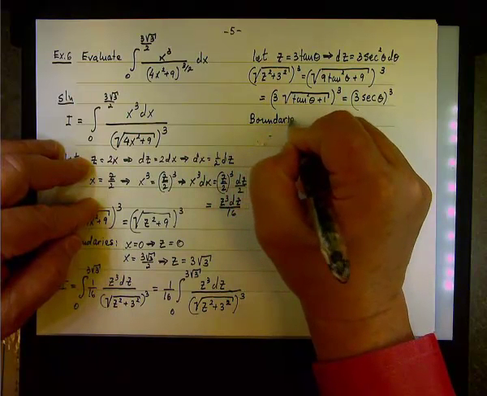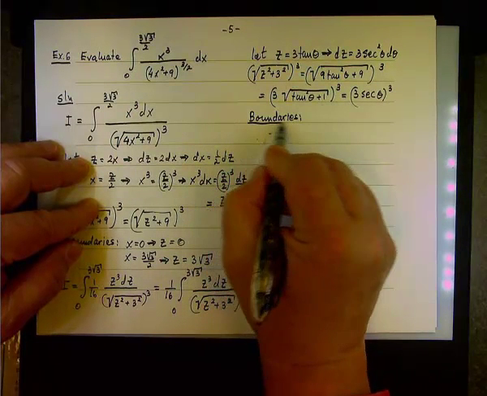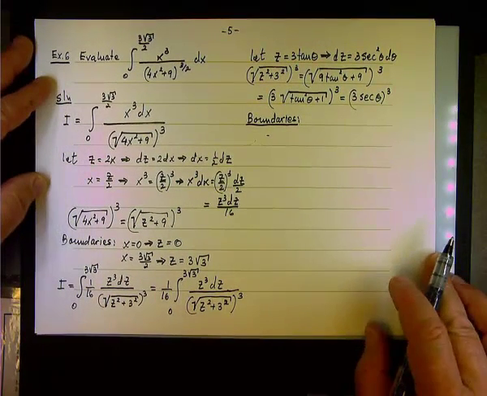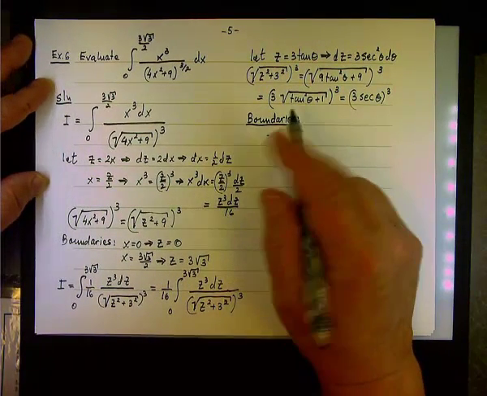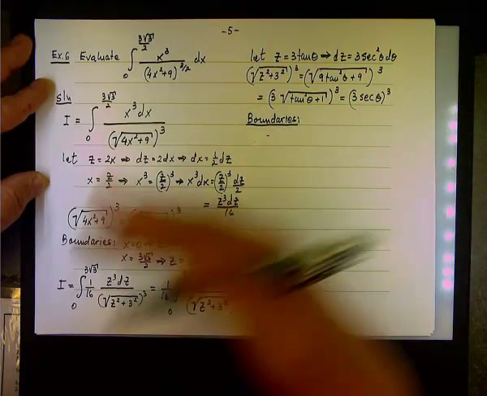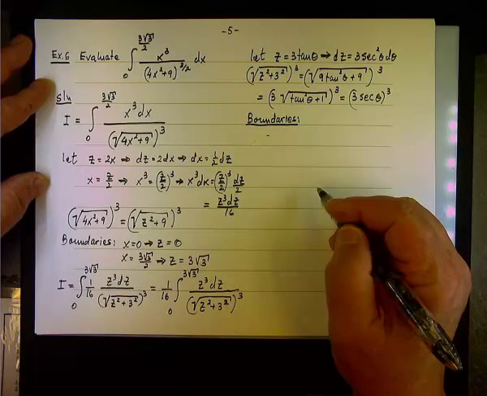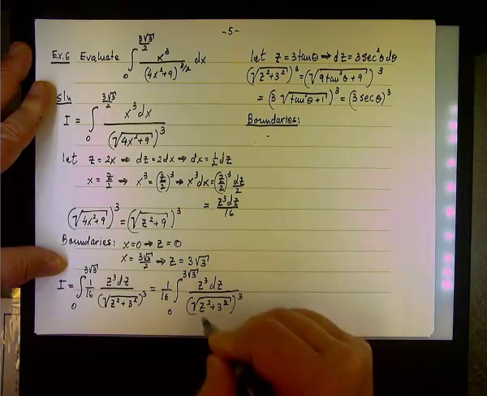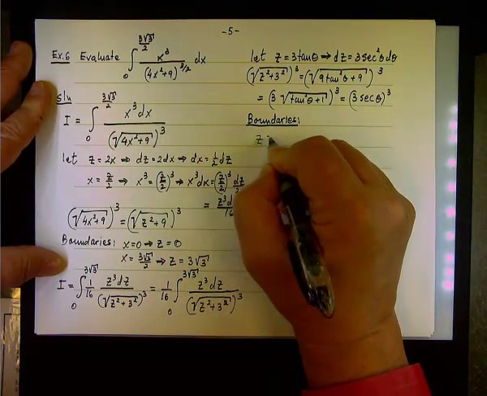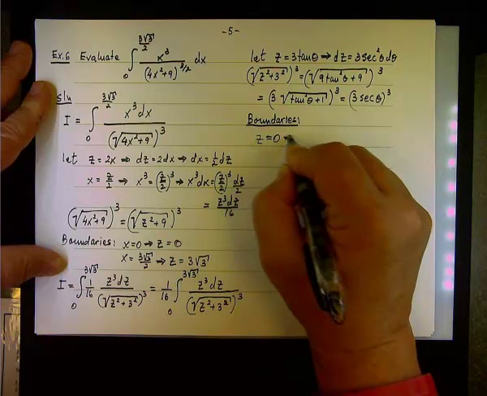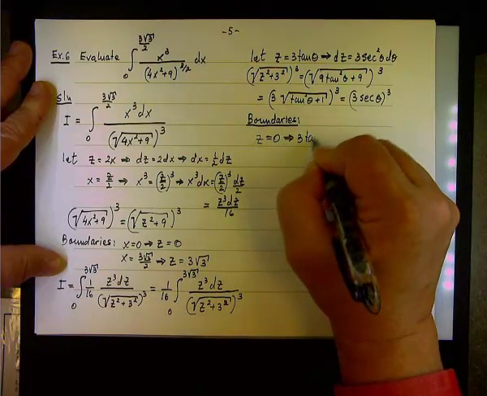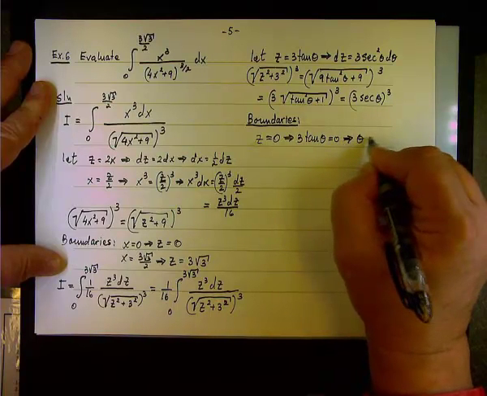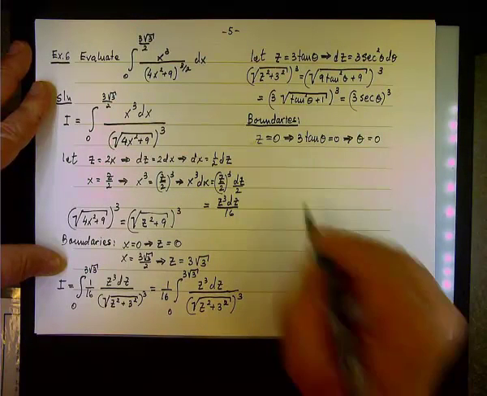In the morning, I tried to leave the boundaries and go all the way to the end, and then at the end, go and retrace the boundaries, and we concluded that it's more difficult. It's better to propagate the boundaries as we make the substitution. So let's see. The boundaries were z equals 0 and z equals 3 square root of 3. So let's start with z equals 0. Since z is 3 tangent theta equals 0, and therefore theta equals 0, right?